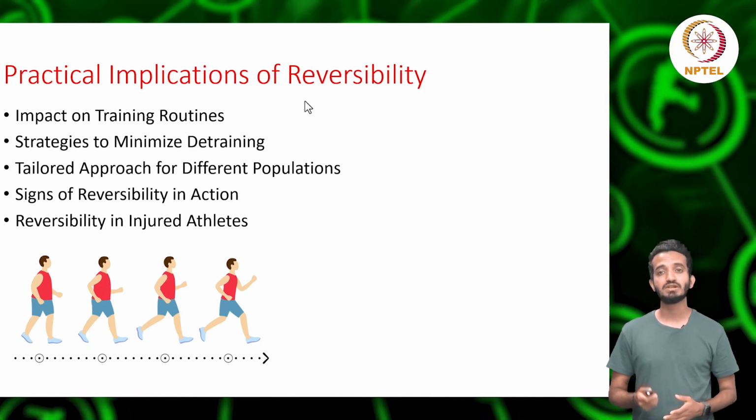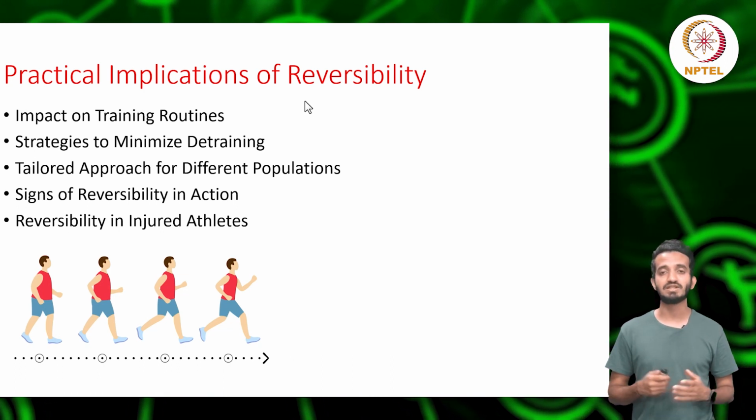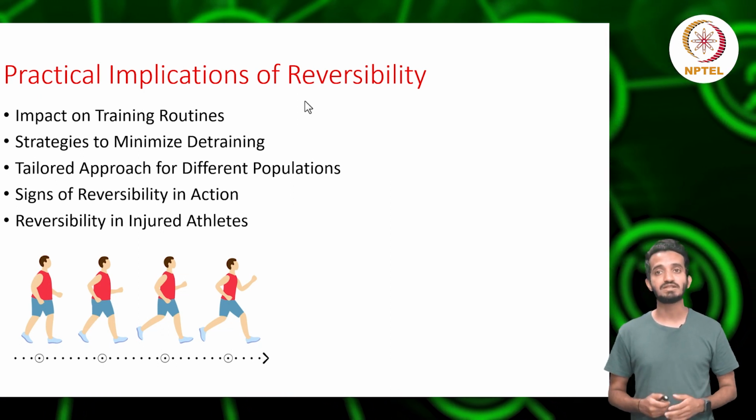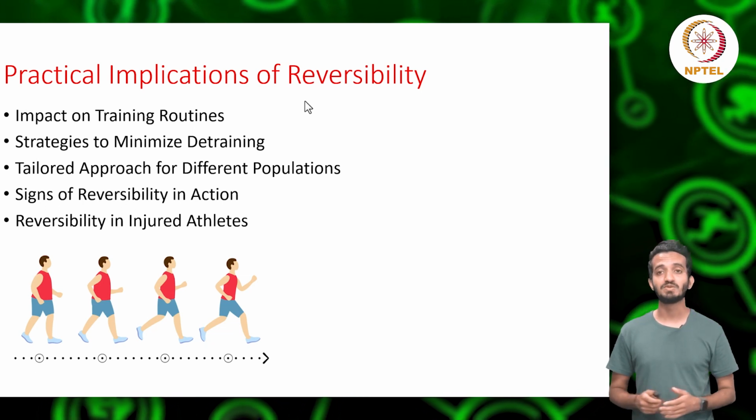Hormonal shifts, particularly a decrease in testosterone and growth hormone levels, can slow down muscle growth as well as repair. As a result, older athletes might find themselves on a fast track of reversibility if they pause their training regimen. But it's not all bad news.